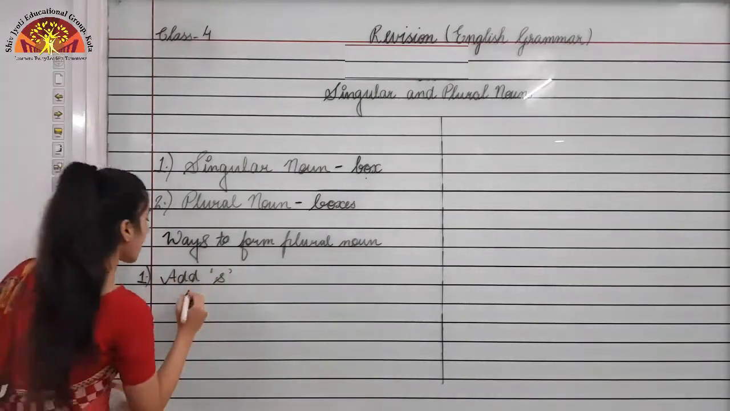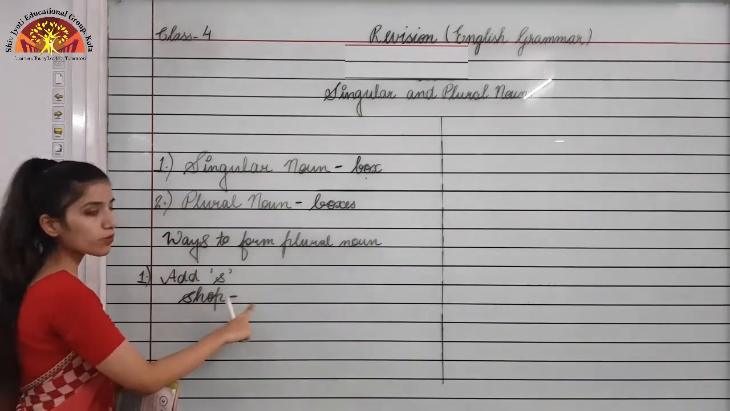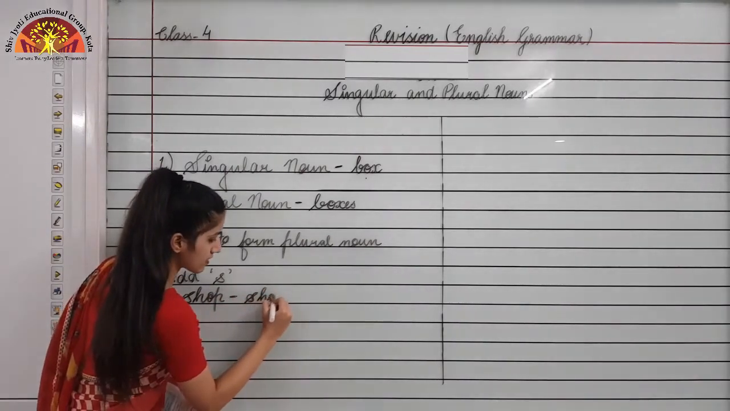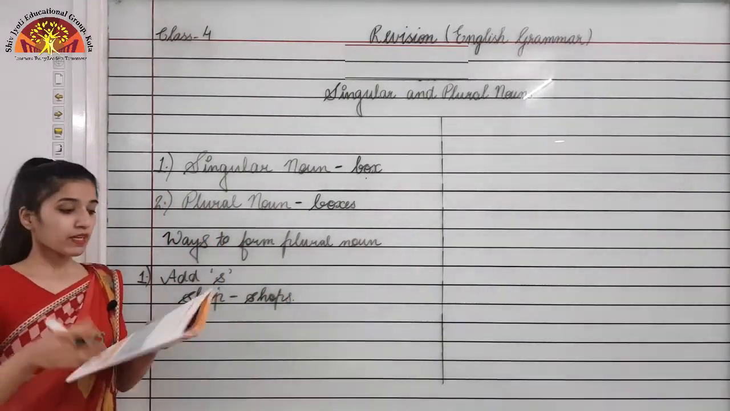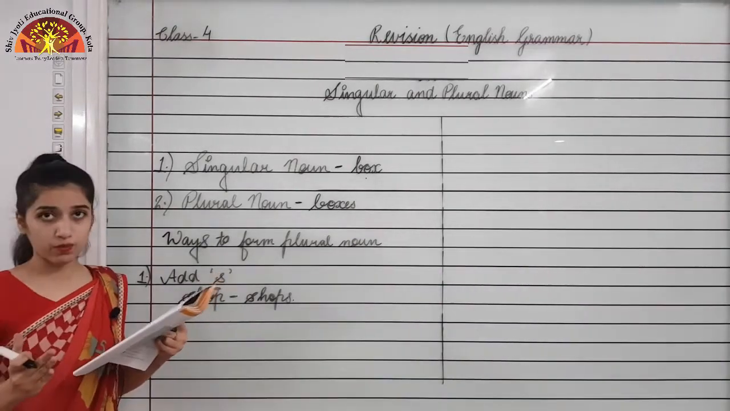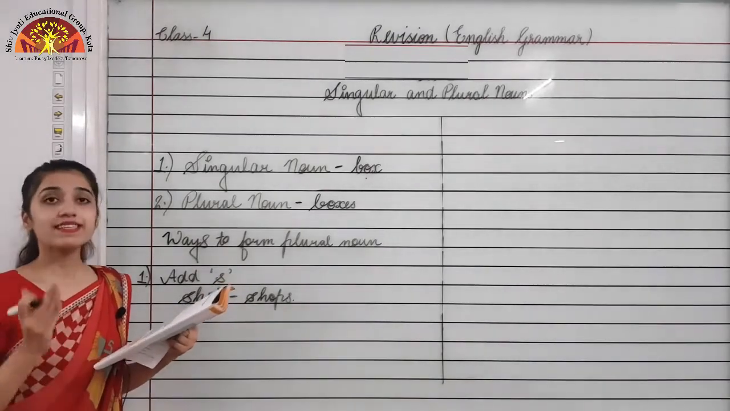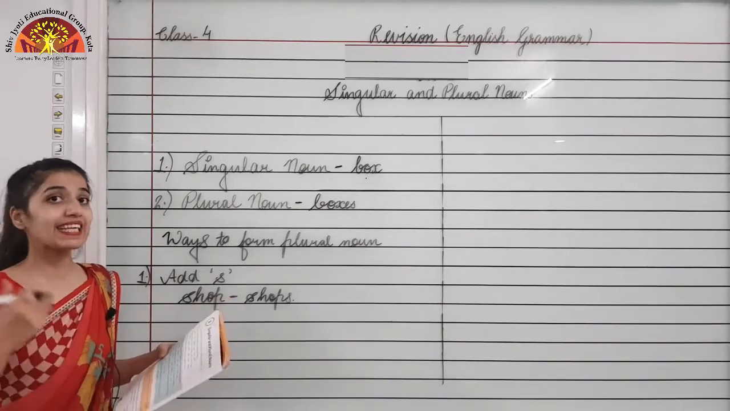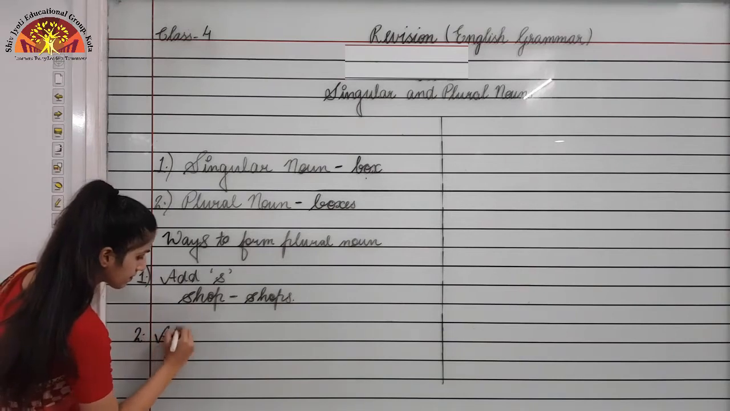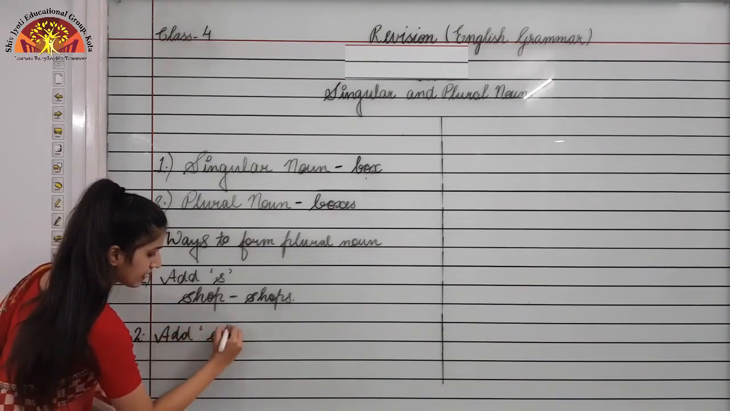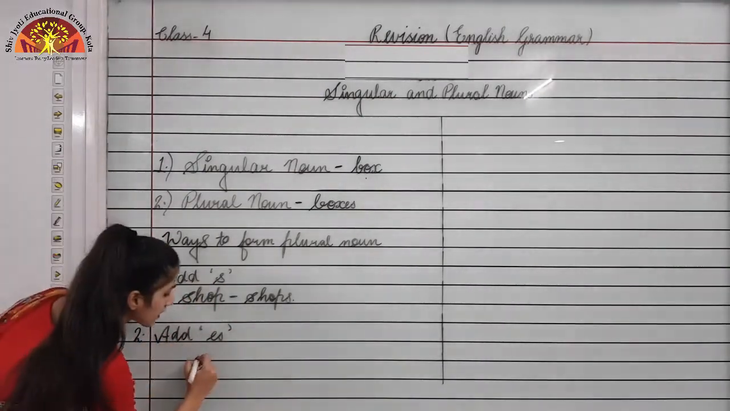Like I am giving you example of shop. To make the plural, we will just add s in the last. That is shops, right? Now moving to the second rule. What is the second rule? If the noun ends in a hissing sound, that is, if it's ending with s, double s, sh, ch or x, we will add es in the last. So the second rule is add es, right? We'll add es in the last.